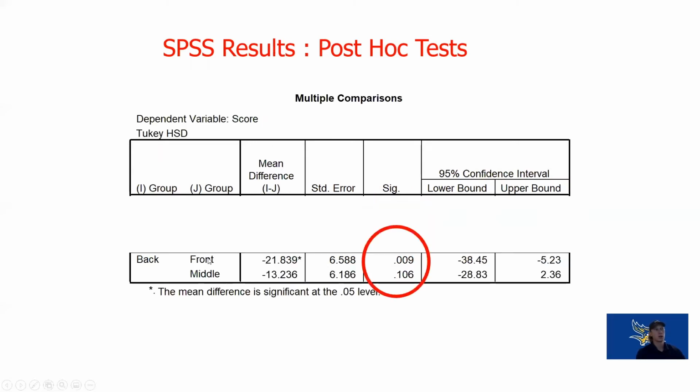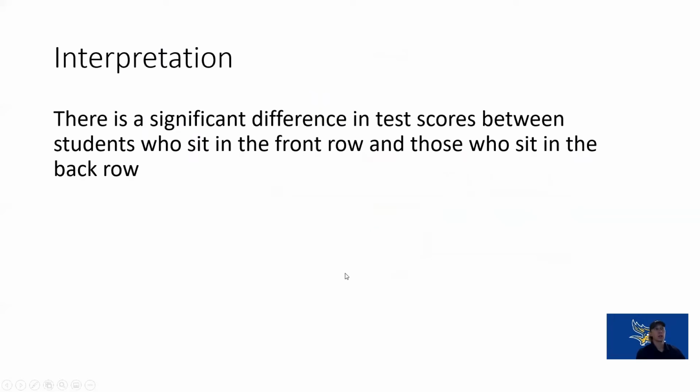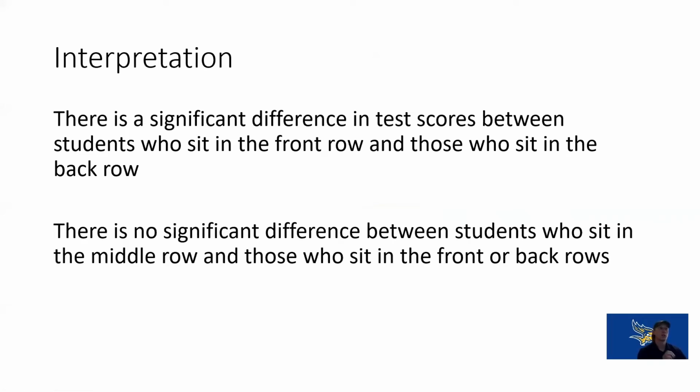If we look at comparing the back to the front, just the same as comparing the front to the back, we found that significant difference. So there is a significant difference between the students who sit in the front row and those who sit in the back row, but there's no significant difference between students who sit in the middle row and those who sit in the front and the back rows. So those post hoc tests tell us exactly where those differences occur. The ANOVA just tells us that there is a difference.